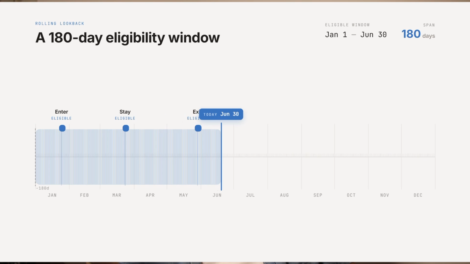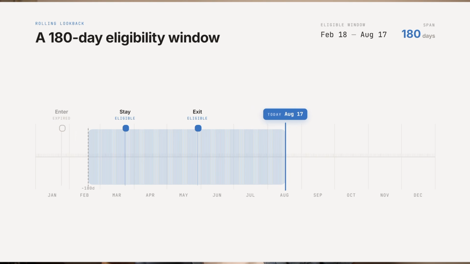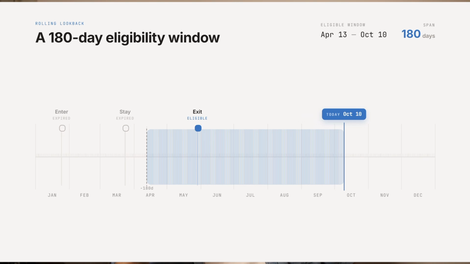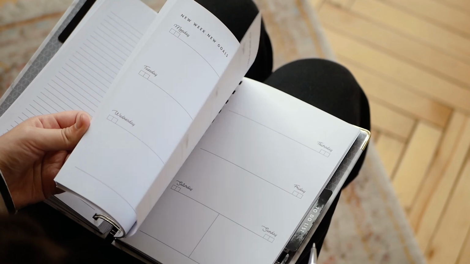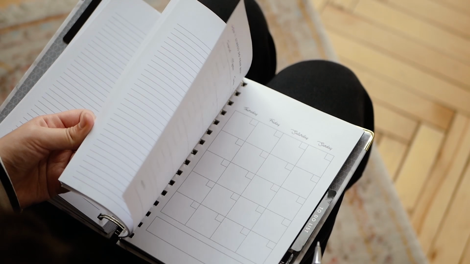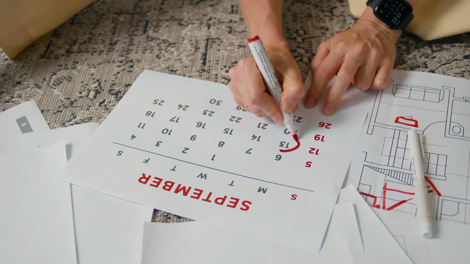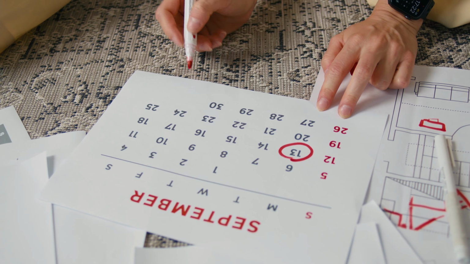The 90 days are tracked using something called a rolling 180-day window. Here's what that means, in plain terms: every single day, the system looks backward exactly 180 days from today, and it counts how many of those days you spent inside the Schengen area. If that number is 90 or more, you cannot enter. So leaving doesn't reset your count, it only pauses it.